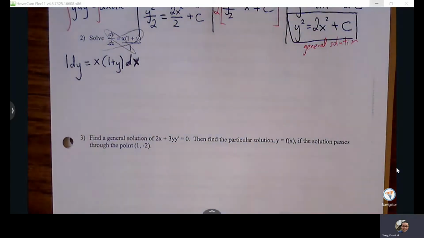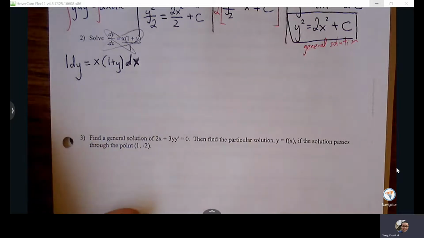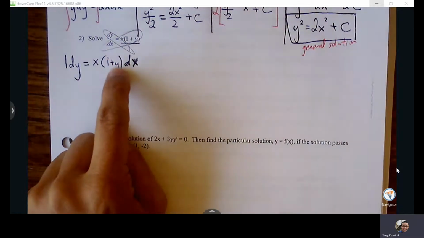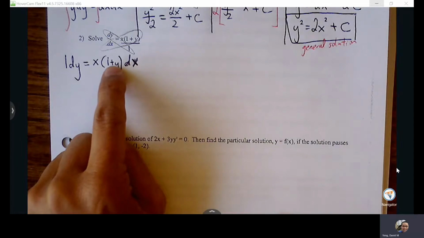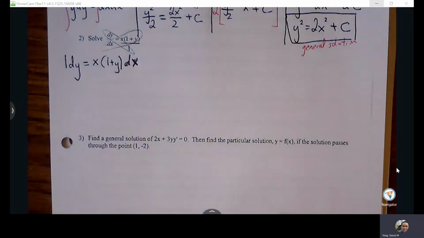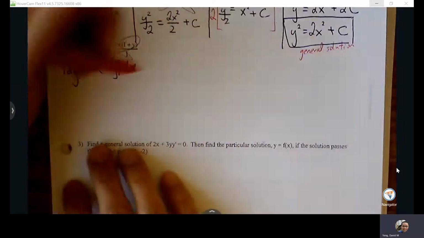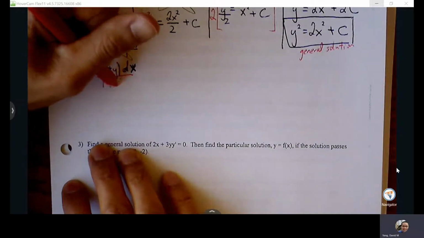Now, look at the rest of the problem. Do we have full separation of variables? No. What's out of place? Good. But the y is with the 1, so if I want to move the y, I need to move the 1 along with it. So basically the parentheses has to move. But if I move the parentheses, where's it going to end up? Denominator. Okay, so I want to point that out.